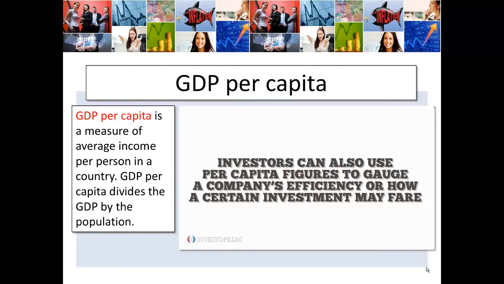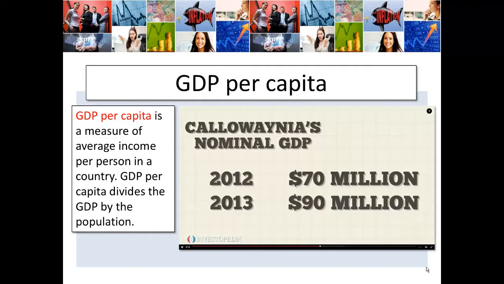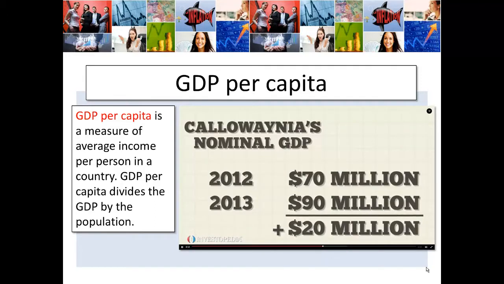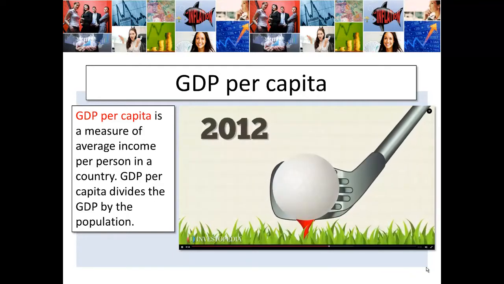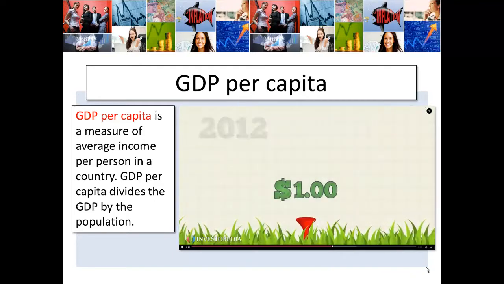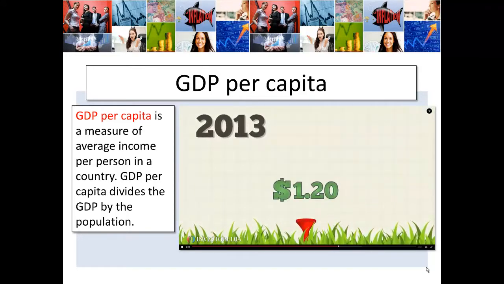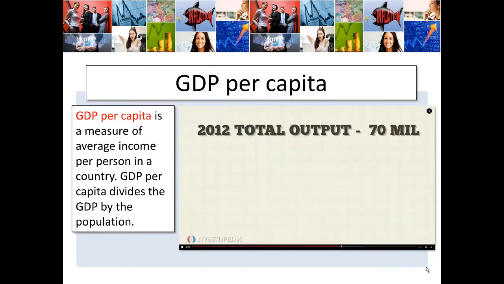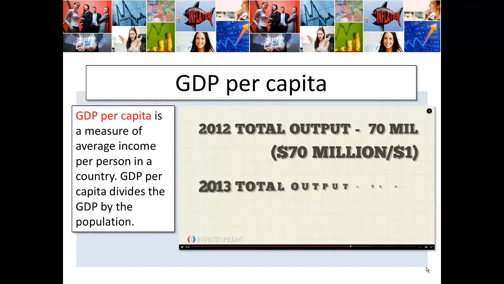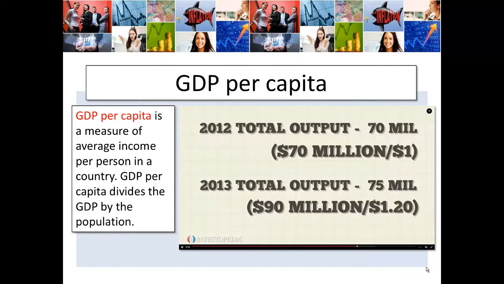For example, California's nominal GDP for golf balls rose to $90 million for 2013. $20 million seems like a substantial increase in GDP. But in 2012, the price of a golf ball was $1. In 2013, the price for a golf ball increased to $1.20. California's 2012 total output in units was 70 million golf balls. $70 million divided by $1. For 2013, the total output was 75 million golf balls. $90 million divided by $1.20.